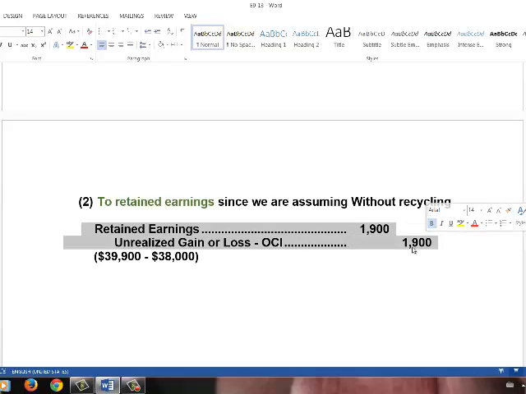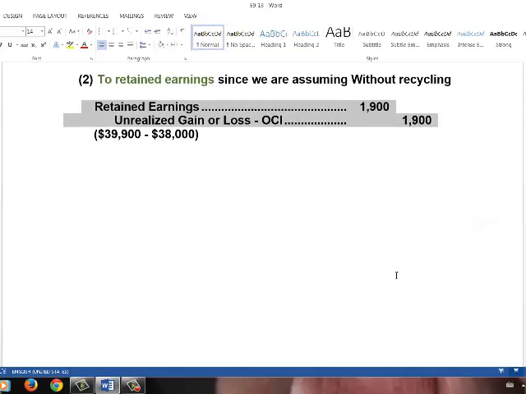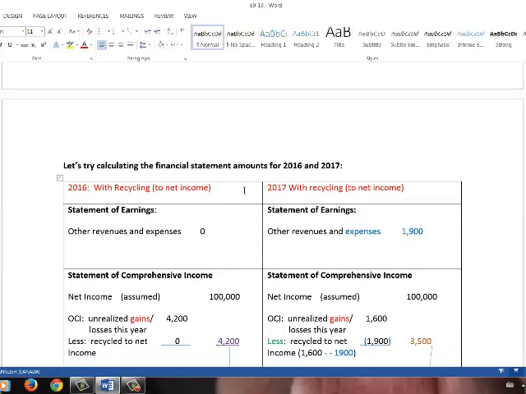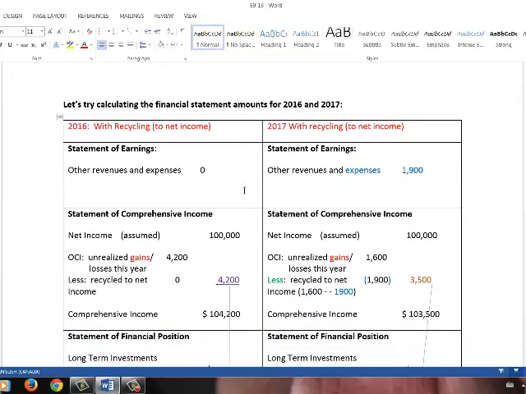Okay, so this concludes this short segment on making the journal entries to adjust fair value through OCI investments to fair value and to recycle unrealized gains or losses through to net income and to reclassify them through retained earnings depending on whether it's with or without recycling. In the next little segment, we're going to look at what the financial statement amounts might be for 2016 and 17. So just stay tuned.